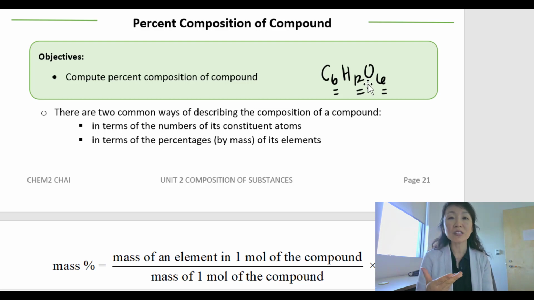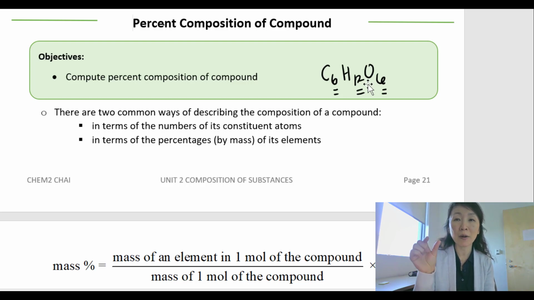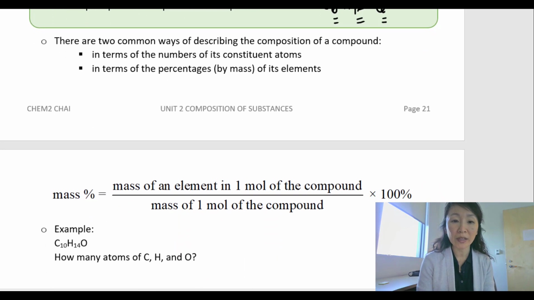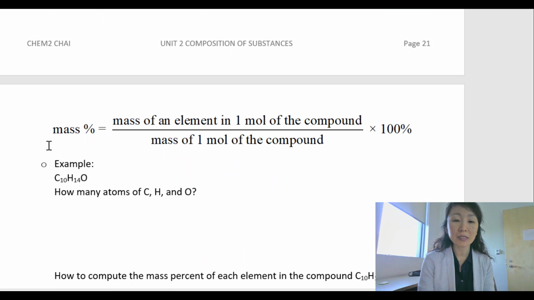However, we can also describe this composition not just by how many of each atom are present, but also by percentages in mass. In order to do that, you will need to know the following equation. It says mass percent is equal to the mass of the element in 1 mole of the compound divided by the mass of 1 mole of the entire compound, times 100%.